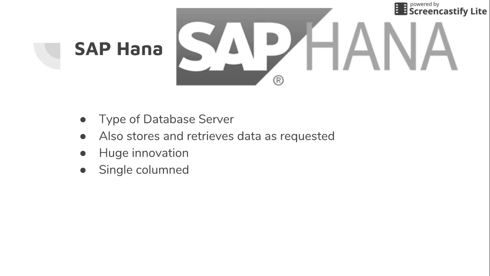So now that you know the definition of IMDBs, now that you know how they store data, now that you know what hybrids are, I want to talk to you about the next biggest thing in IMDBs. This is one of the biggest innovations in IMDB technology, and that is SAP HANA. SAP HANA is a database server that stores and retrieves data as requested. While it does this, it also simultaneously performs advanced analytics and includes ETL capabilities as well as an application server.